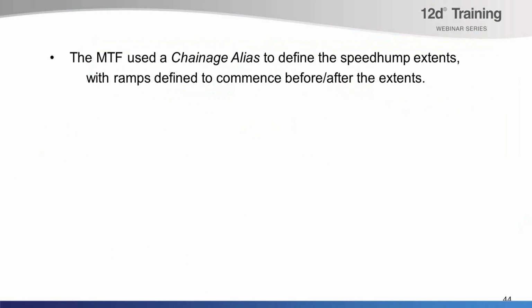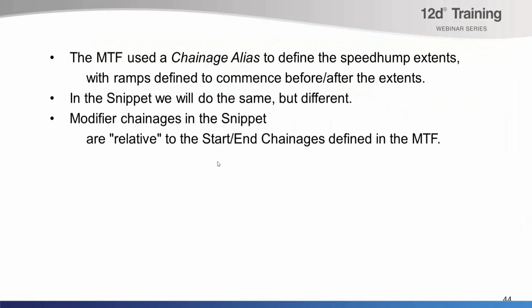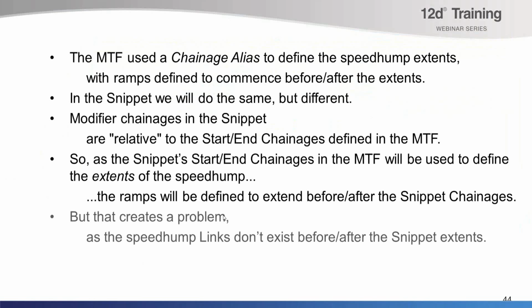So in the MTF, we actually used a chainage alias to define the speed hump extent. So we had the speed hump was 10 meters long, so I created an alias that had a start chainage, and then the end chainage was 10 meters after that. And the ramps were then defined to commence before and after the extents. In a snippet, we can do the same thing, but it's a little bit different, because the modifier chainages in the snippet are actually relative to the start-end chainages when you insert the snippet in the MTF. So as the snippet start-end chainages in the MTF will be used to define the extents of the speed hump, the ramps will be defined to extend before or after the snippet chainages.